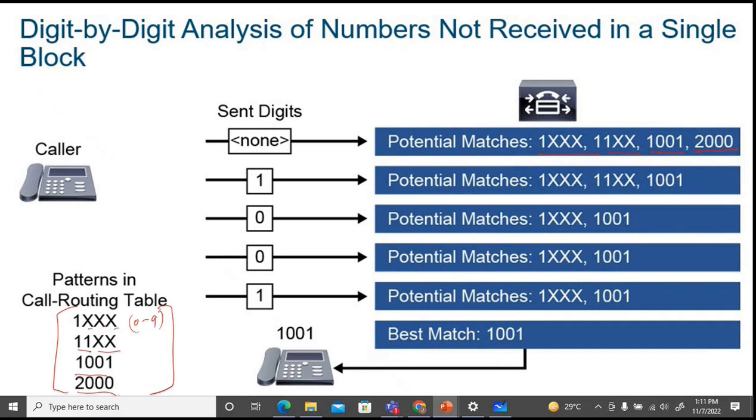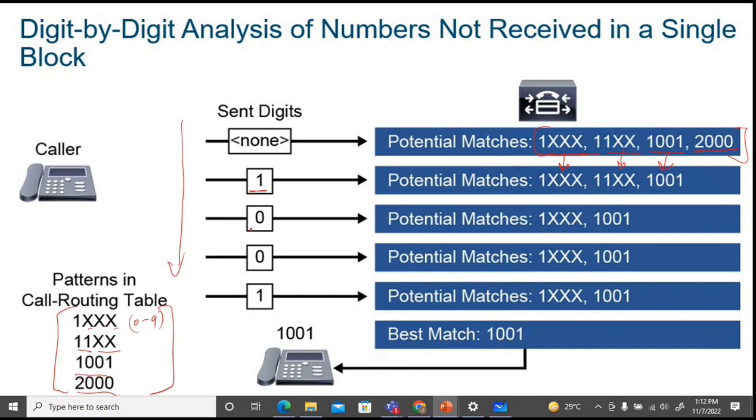So when a user dials number 1001, this is how it works. Starting off with when nothing is being dialed, so no digit is sent. That means potential matches are all these patterns which are configured. Nothing other than these matches will anyways be allowed, only from these. When the first digit is dialed, let's say I have dialed 1, it will filter, and based on the potential matches, only these are matched. 2000 just goes away because the first digit is 2, so this is not a potential match anymore.